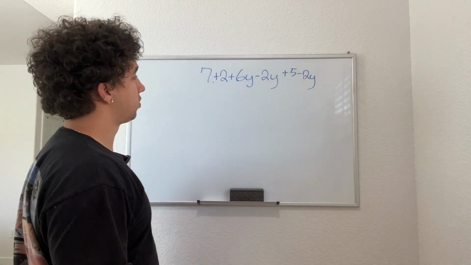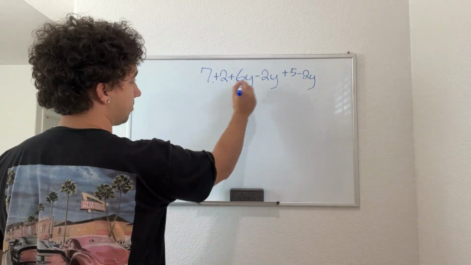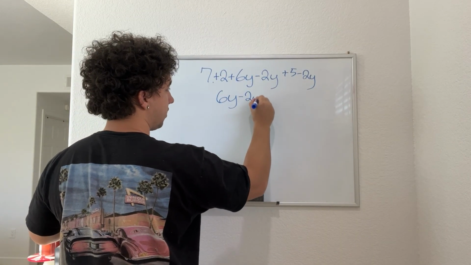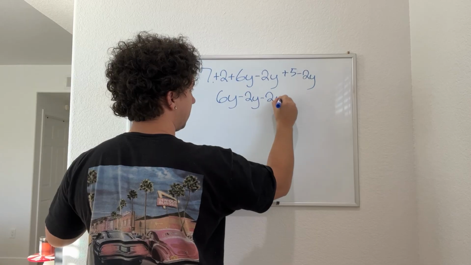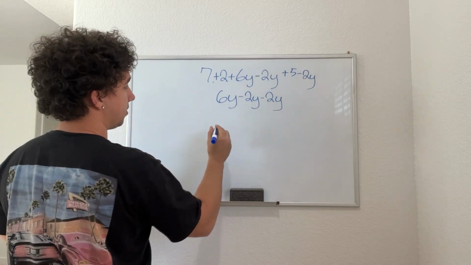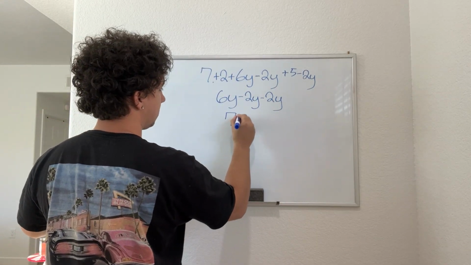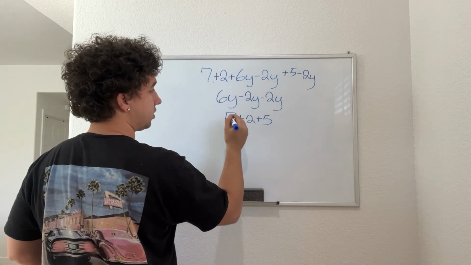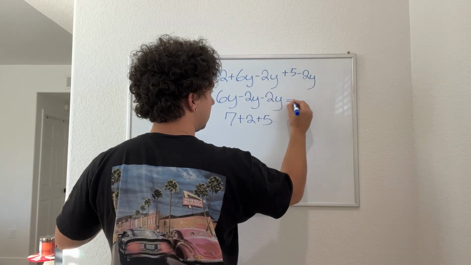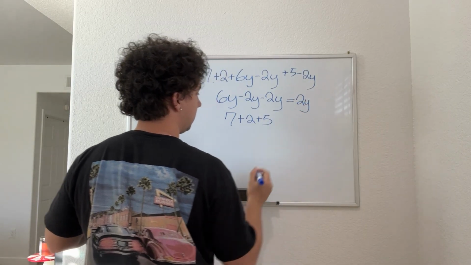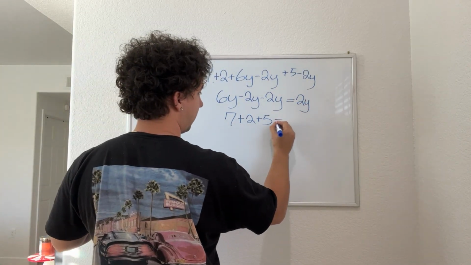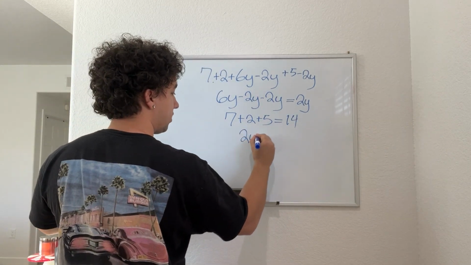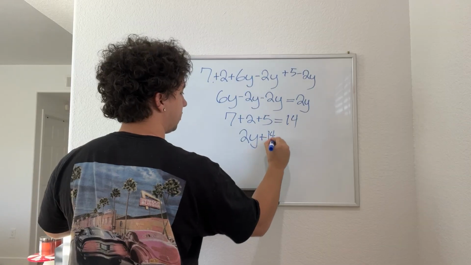All right, for this one, I'm gonna do the same exact thing as before. I'm gonna start out with 6y. 6y is positive, so I don't have to write the sign in front. Minus 2y. All right, then on the bottom, I'm gonna do the things with the numbers. So 7 plus 2 plus 5. Okay, so 6 minus 2, that is 4, minus 2 is 2. So 2y. 7 plus 2 is 9, plus 5 is 14. So that finishes it out here with 2y plus 14.